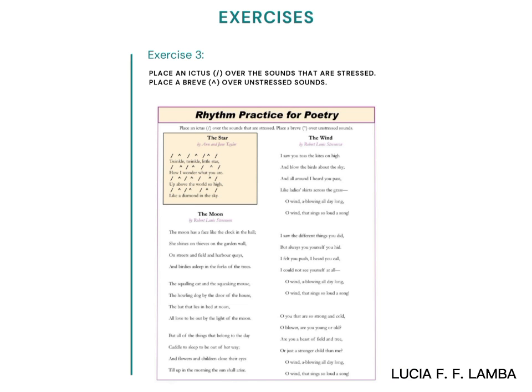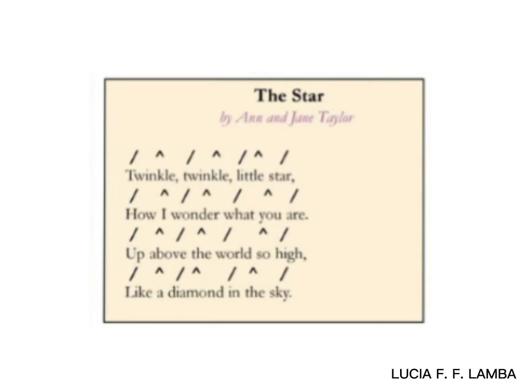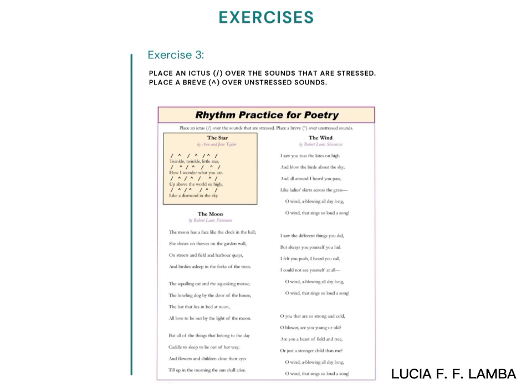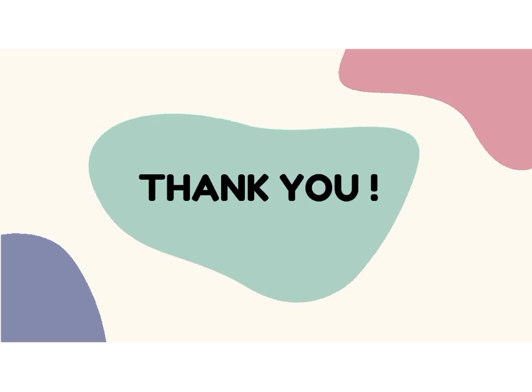Okay, the last one is exercise 3. Place an ictus over the sounds that are stressed. Place a breve over unstressed sounds. So these are some poetry that you can practice, and the example is The Star. There are some ictus and breve that are already placed in the poetry, and you can practice the stress and unstressed signs for The Moon and The Wind. So that's all our explanation about rhythm in poetry. Hope you understand and you can do the exercise.